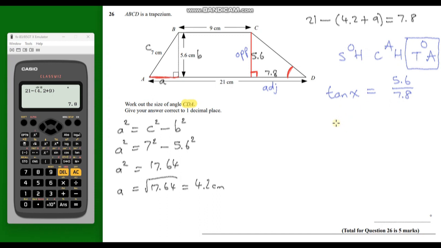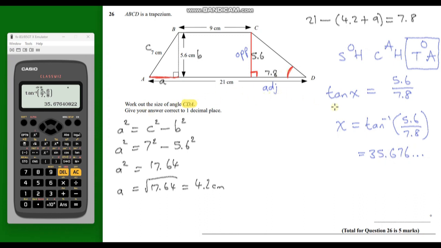So to work out what x is, we just take the inverse tan. That would be tan negative 1 of 5.6 over 7.8. So if I type all of this into the calculator, it's going to be shift tan, because we're trying to work out what the angle is, and then 5.6 divided by 7.8, and then we'll close brackets, and we get 35.676... So that is the angle.